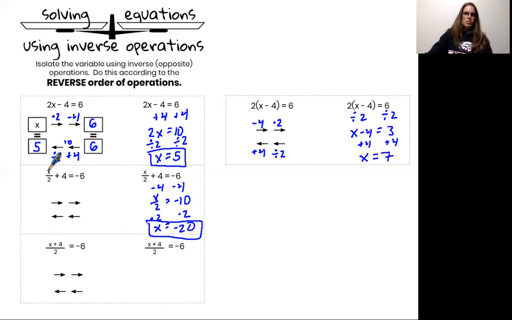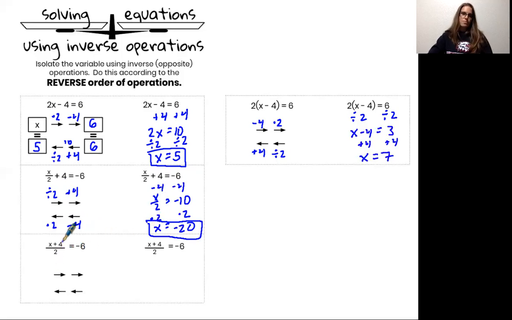In this first example, when I trace through what's happening to x, first I'm dividing by 2 and then I'm adding 4. That means my inverse operations need to happen in this order. First, I undo the plus 4 with subtraction of 4, and then I undo dividing by 2 by multiplying by 2. So my reverse order of operations is minus 4 times 2. That will be different for this example.